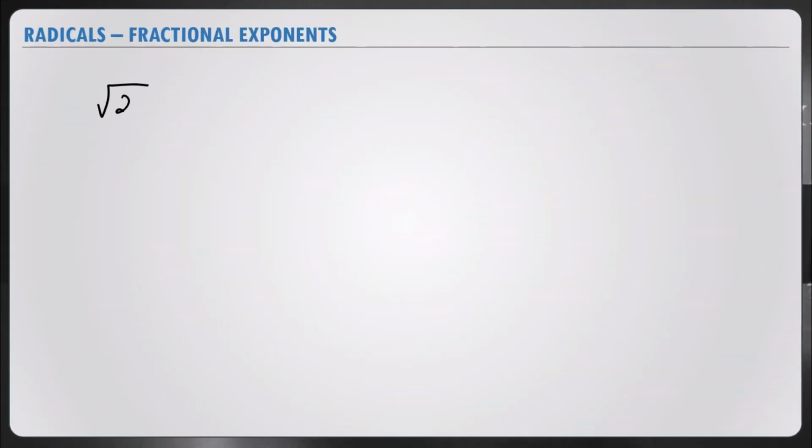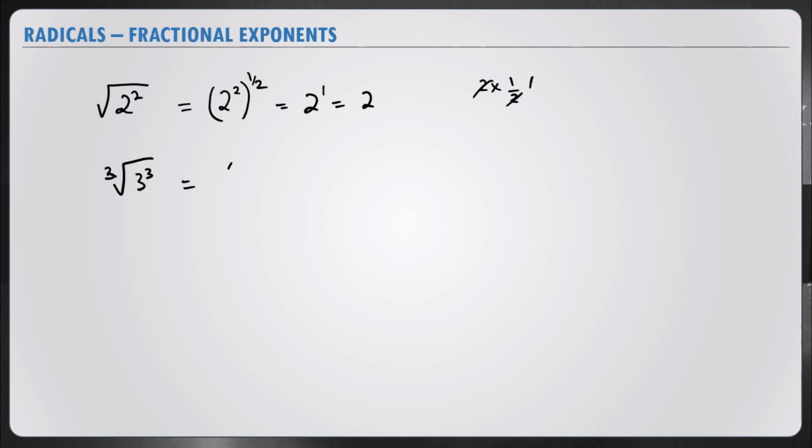The square root of 2 squared. Now, according to fractional exponents, that's 2 squared to the power of 1/2. Let's multiply the 2 by 1/2, which is equal to 1, and we get 2 to the power of 1, which is 2. The cube root of 3 cubed is equal to 3 cubed to the power of 1/3. Let's multiply the powers and we get 1. So that's 3 to the power of 1, which is 3.